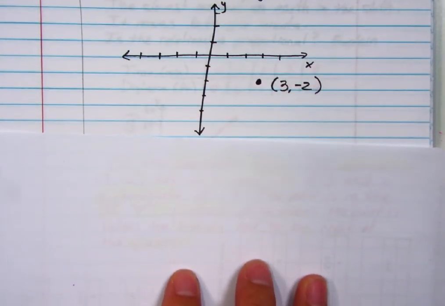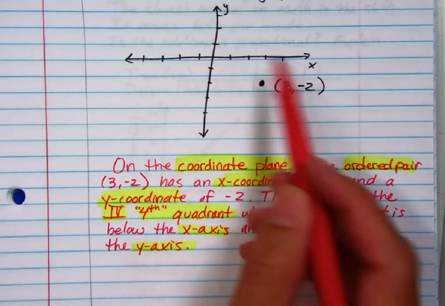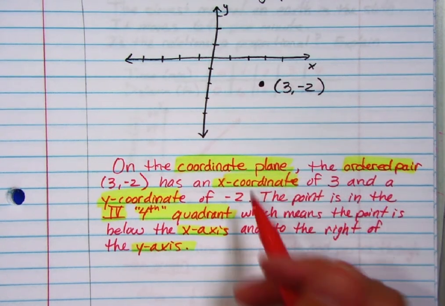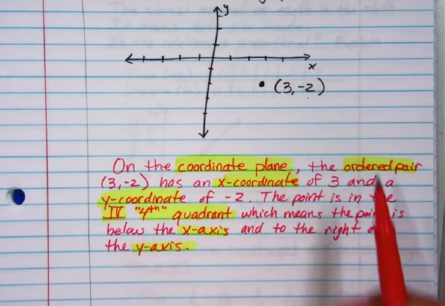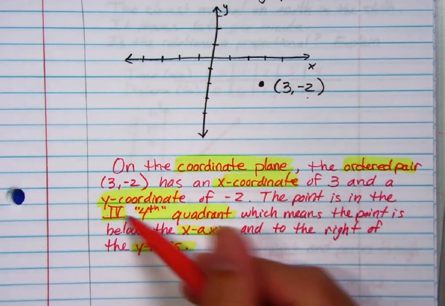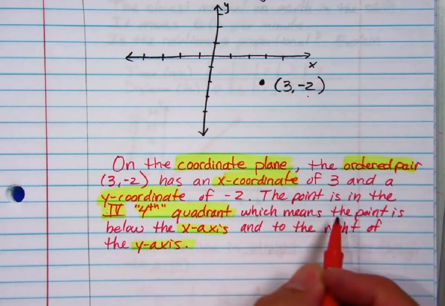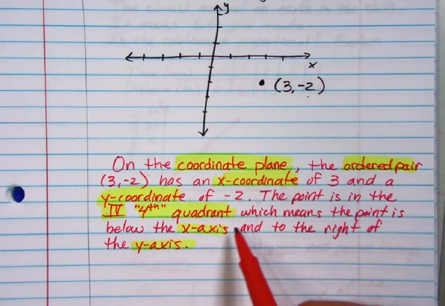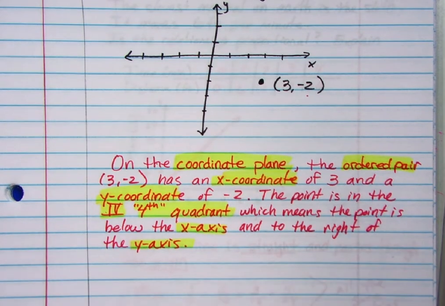Okay, so I'm looking at this. There's a couple things I did say. On the coordinate plane, that's this here, the ordered pair (3, -2) has an x-coordinate of 3, that's that, and a y-coordinate of -2. The point is in the 4th quadrant, 1, 2, 3, 4th quadrant, which means the point is below the x-axis and to the right of the y-axis. All that is on there. I used a lot of different words to describe the situation.